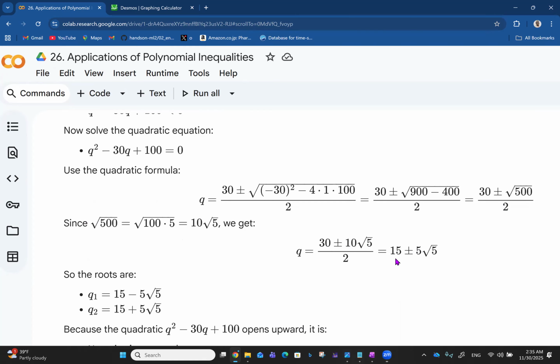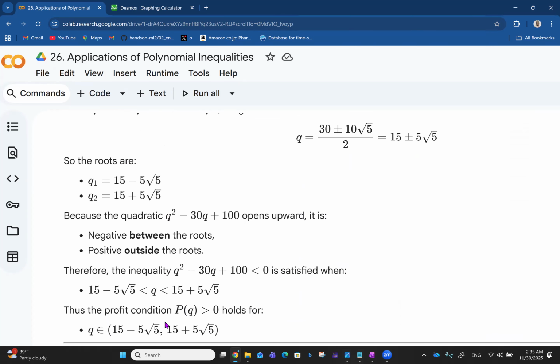So 2 goes in 30 15 times, 2 goes in 10 5 times. So we have 15 plus or minus 5 root 5. The roots will now be Q1, 15 minus 5 root 5, and Q2, 15 plus 5 root 5. Now, because the quadratic Q squared minus 30Q plus 100 opens upward, we are going to have two parts, just like what we had previously. It means negative between the roots, positive outside the roots. Okay, let's even try to plot it.